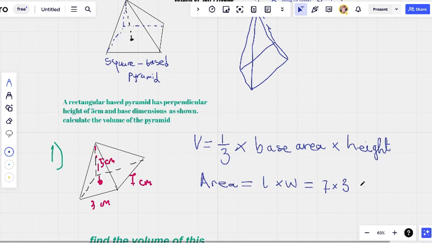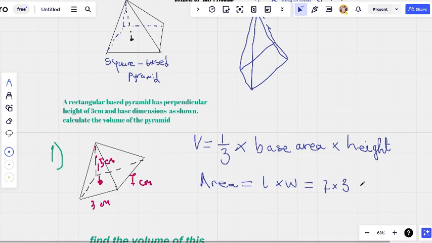Now let's take a look. It says find the volume of this pyramid, and it's similar to what we've done. You see this place is showing you angle 90. So the height is 16. The height has been given to us, and the length is 5 centimeter, and the width is this.